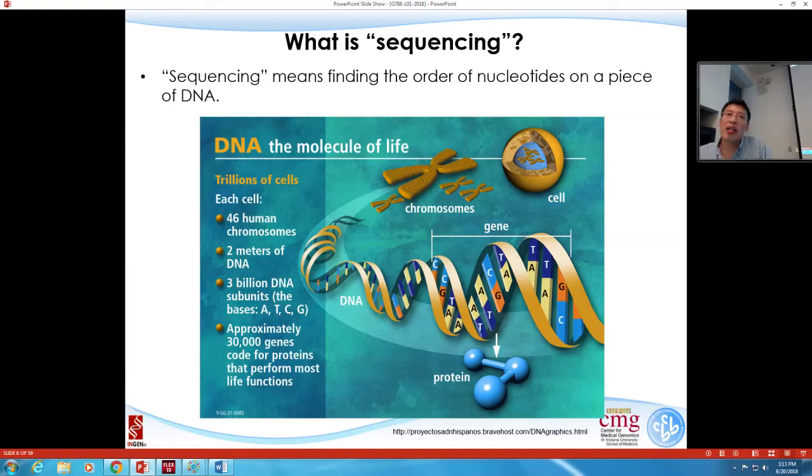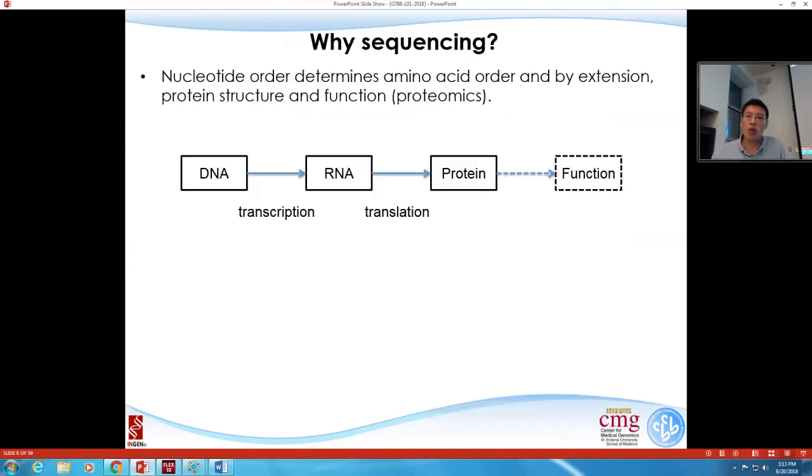There are about 20,000 to 30,000 genes in our body. So our goal with this technology is to sequence the DNA or potentially RNA molecules. We'll go through that in the next lecture. So why do we want to do the sequencing?